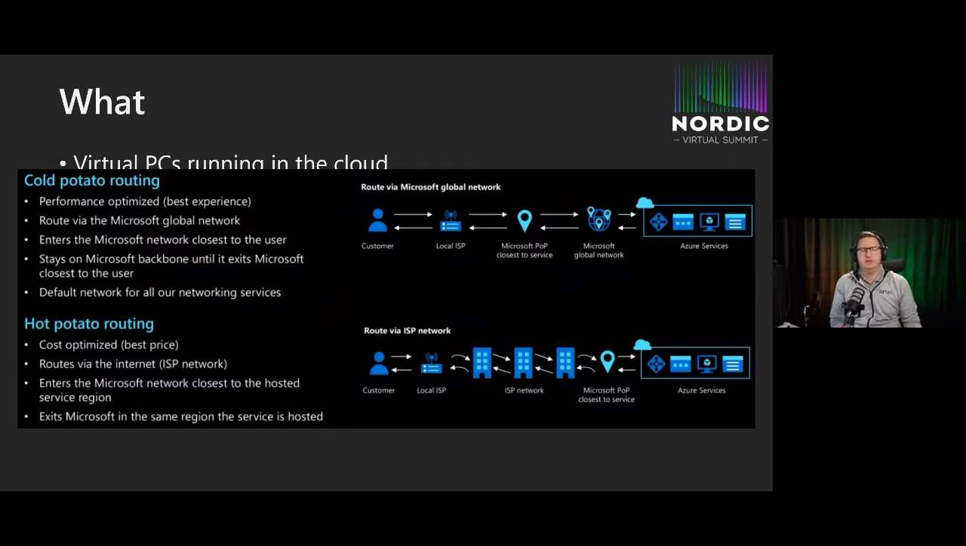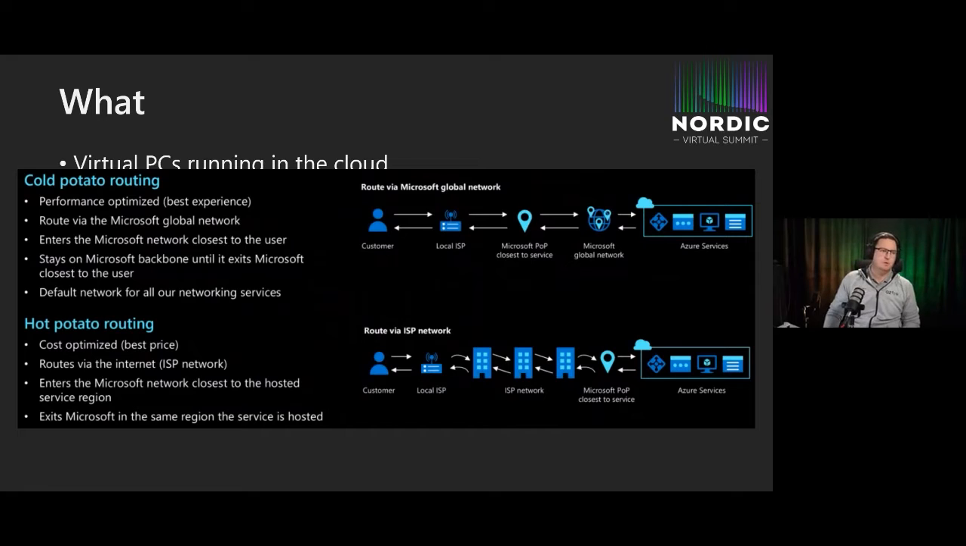So the cold potato routing means that your connection will go to the nearest control plane, meaning the control plane that has the lowest latency to you. And then from there, it's all handled by Microsoft.